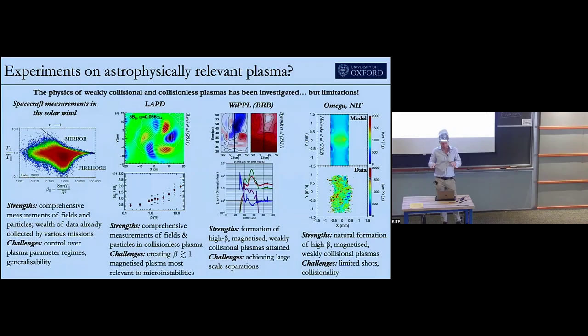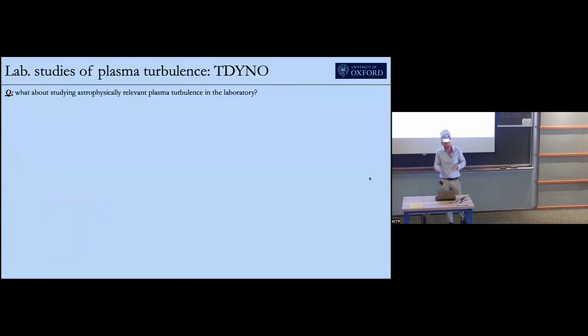So the strength of this is that you can naturally create high beta magnetized weakly collisional plasmas in the lab very easily. However, on these facilities you don't tend to have that many shots, so getting really good quality statistics is a real challenge. And also, the collisionality tends to play a correspondingly more important role here than it does in astrophysical applications. So, what about studying astrophysically relevant plasma turbulence in the lab?